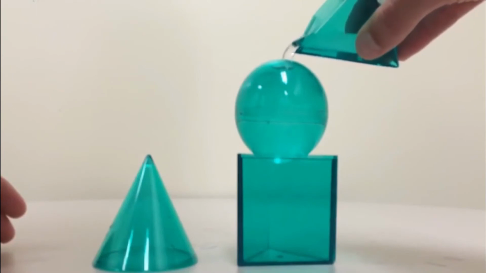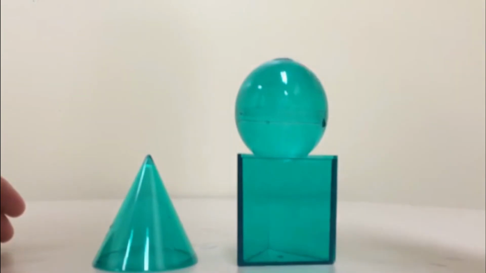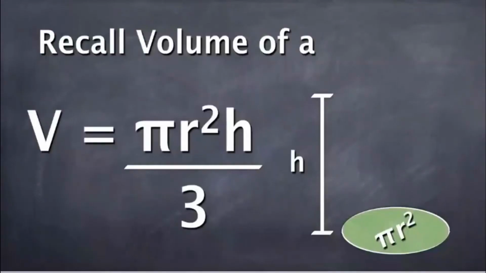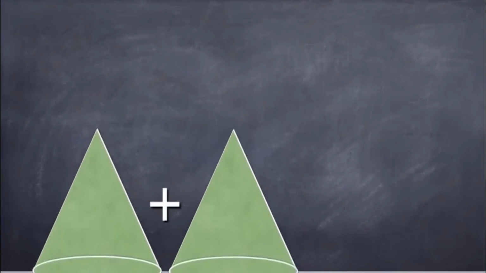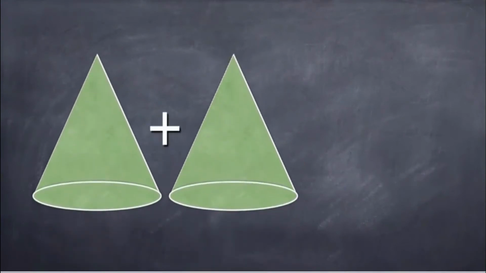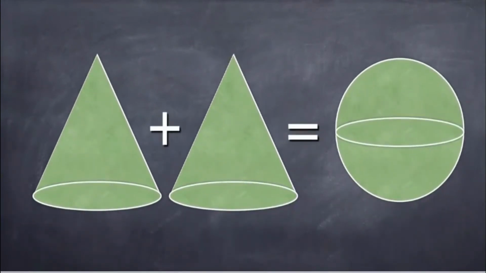Here we have one cone, and two cones of the same height and radius as the sphere completely fill the sphere. So recall the volume of a cone. We have the volume of two cones equal to one sphere. The height of the cones is the same as the height of the sphere, right? Similarly, the radius of the cone is also the same as the radius of the sphere.